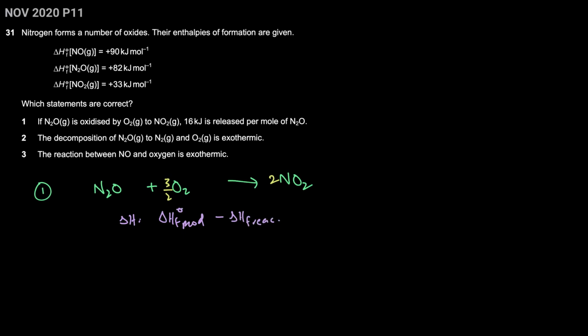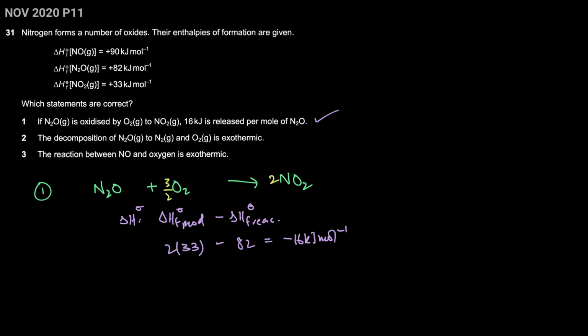And here we have our products, which is NO2, and we have 2 moles of that. So 2 moles of NO2 means 2 times 33 minus the formation of the reactant, which is N2O, and that has an enthalpy change of plus 82. So 2 times 33 minus 82. And this gives us an enthalpy change of minus 16 kilojoules per mole. Since it's negative, it means that 16 kilojoules are released per mole of N2O oxidized. So that statement is correct. So statement 1 is correct.